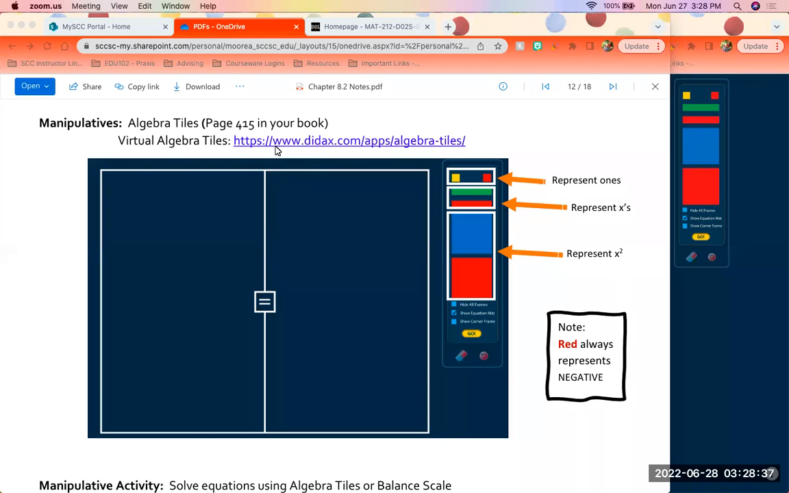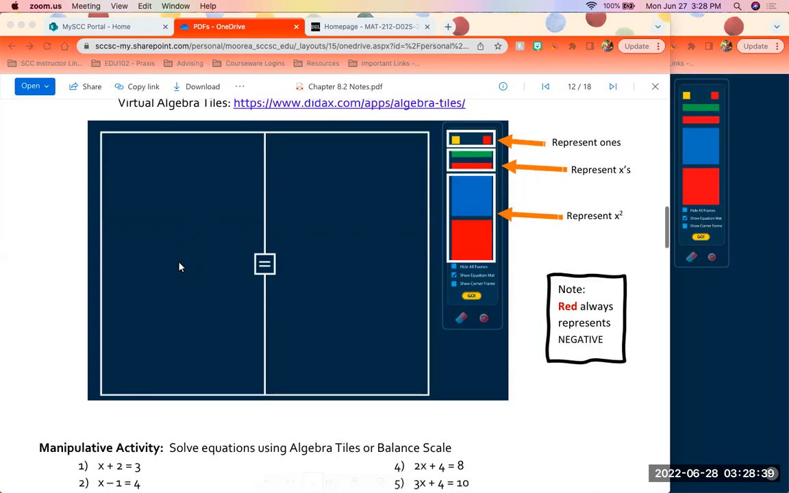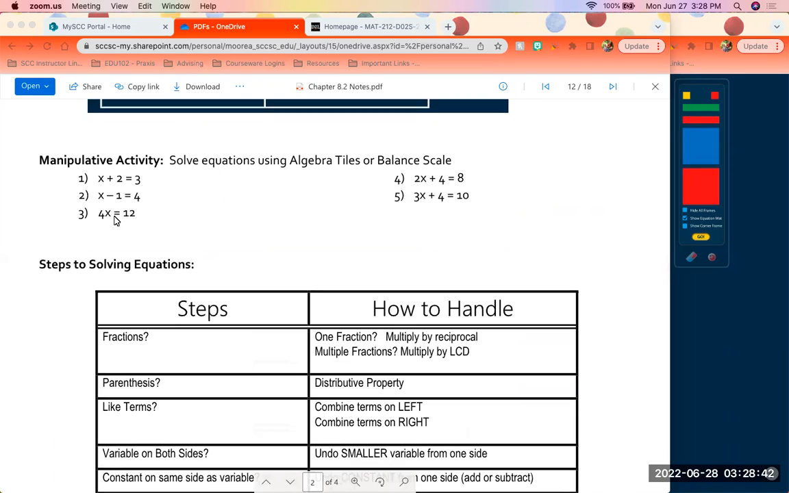So I'm going to use this website. I've already got that pulled up, but I'd like for you to follow along and do it along with me. So pause the video, get the website pulled up, and then when you're ready, go ahead and restart.